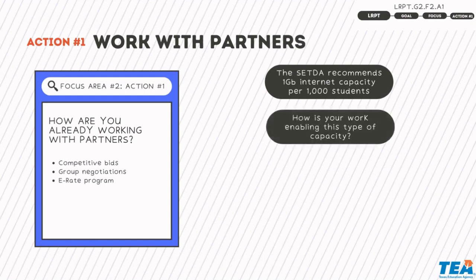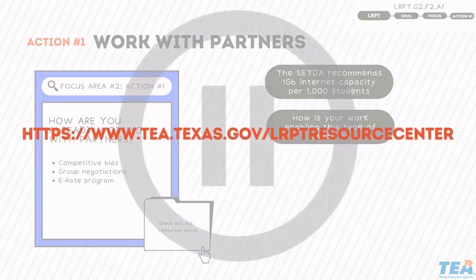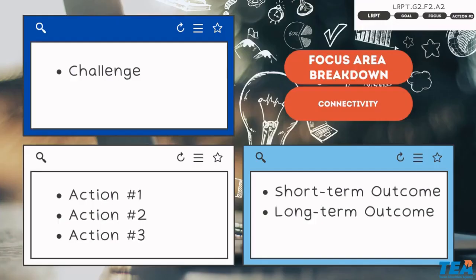Think about the way you have already worked with partners in this area. How has this work brought the campuses in your district closer to this internet capacity? Have you fully reached it? How long until you reach your goal if you haven't already? Below are some resources for the area of working with partners to bring increased connectivity. Pause here to reflect on the work you have already done with local educational centers and internet service providers. Let's move on to action number 2.